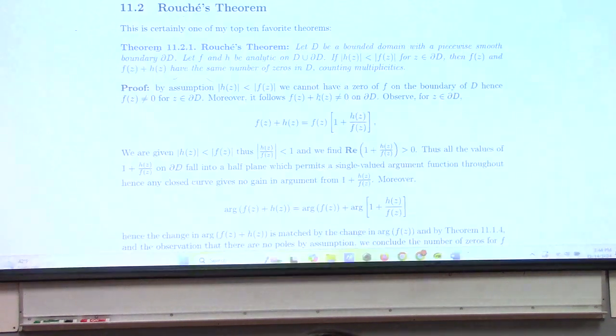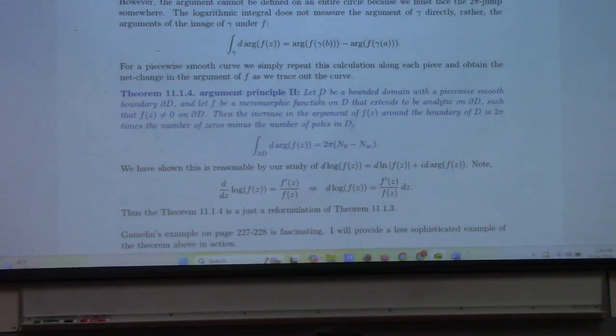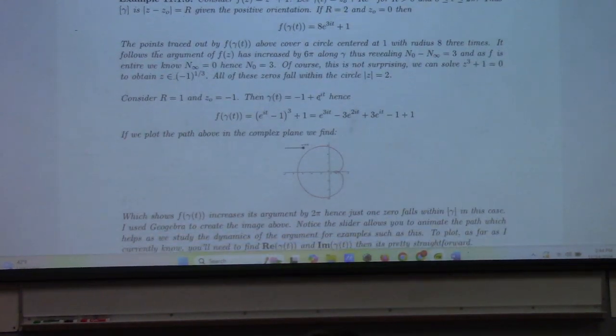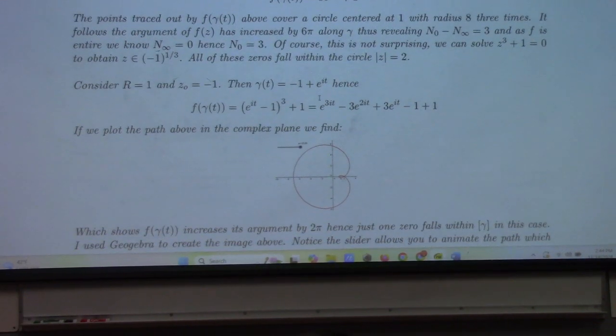So let's see if I can find it. All right. Come on. So here's the example I have in the notes. And since I just made up an example, I'm just going to look at this one.